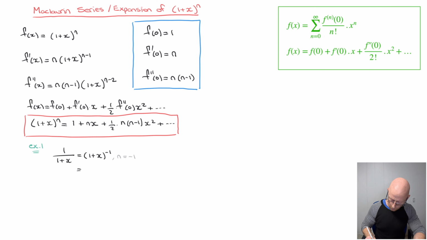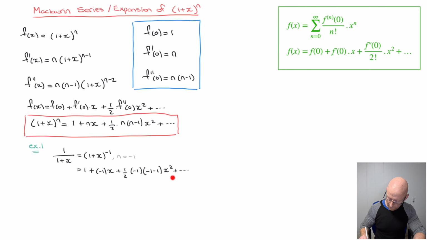Indeed, we'll have 1 plus n times x, so that will be negative 1 times x. So I'll go ahead and write it like this, that's negative 1 times x, plus 1/2 times n times n minus 1. So that will be 1/2 times negative 1 times, in parentheses, negative 1 minus 1 times x squared. So let me write all of that carefully. That's 1/2 times negative 1 times, in parentheses, negative 1 minus 1 times x squared plus 3 dots.